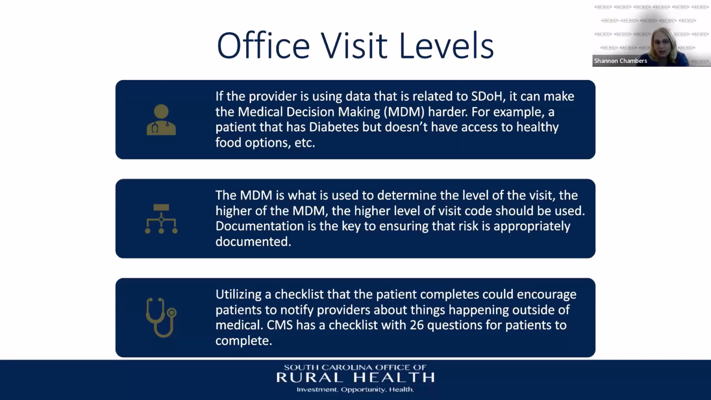You can also utilize a checklist that the patient completes, covering everything that's happening outside of medical. CMS has a checklist. There are 26 questions. And the first time I started talking about social determinants of health, I was like, dear Lord, that's 26 questions. We can barely get them to turn in their new insurance cards on time. But really, it's making them accountable for some of the things that are happening in their life as well.